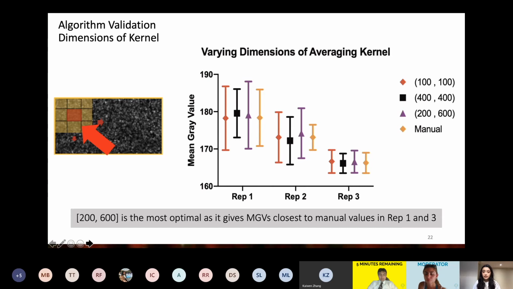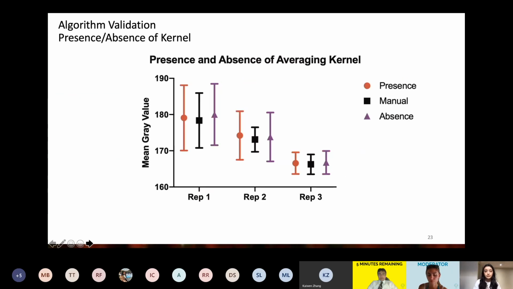We couldn't go any bigger than that because anything bigger would be the size of the image, and we can't have a kernel bigger than the image itself because it always has to be a bit smaller to ensure that it can go through each area of the image. We found that 200 by 600 would be the most optimal, as it gives mean gray values that are closest to the manual values in rep 1 and rep 3.